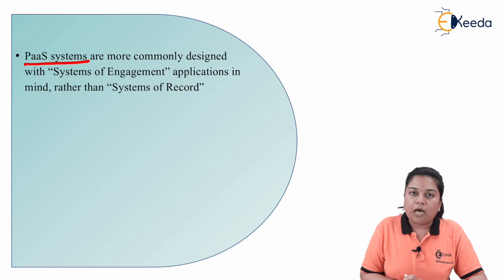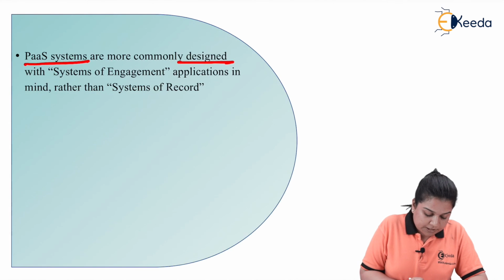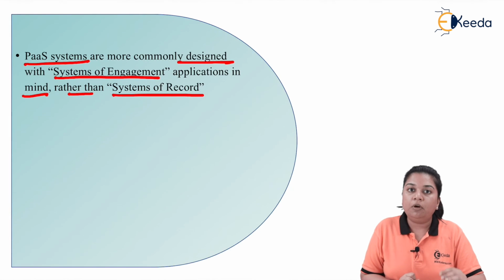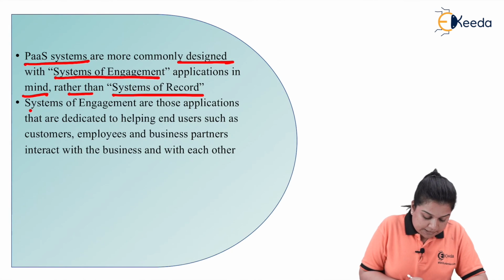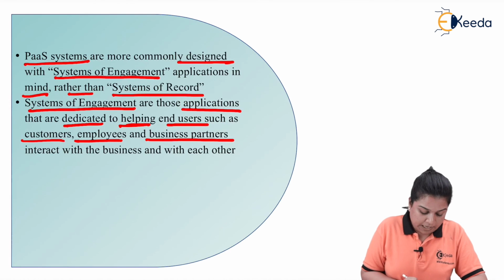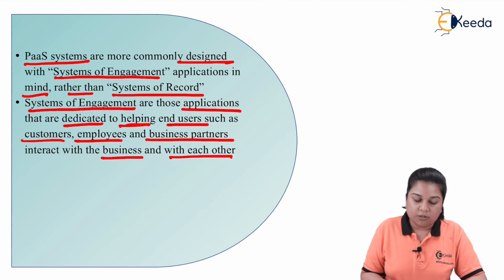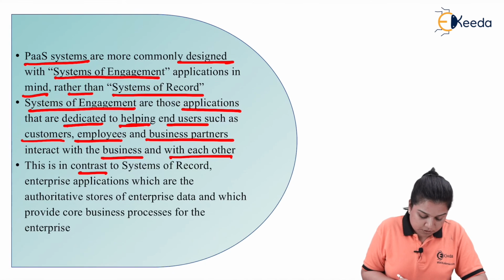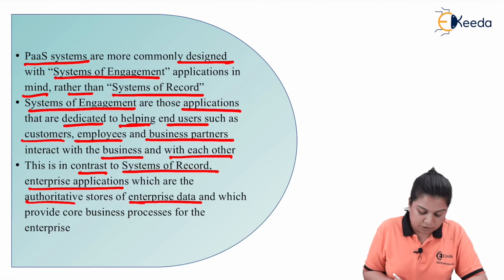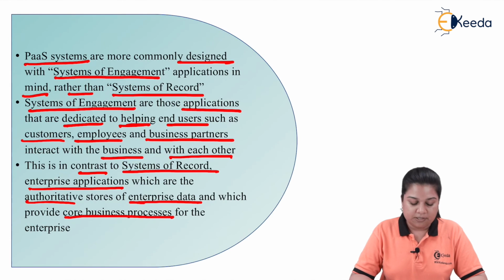Platform as a service systems are more commonly designed with systems of engagement applications in mind rather than systems of record. Systems of engagement are those applications that are dedicated to helping end users such as customers, employees, and business partners interact with the business and with each other. This is in contrast to systems of record enterprise applications, which are the authoritative stores of enterprise data and which provide core business processes for the enterprise.